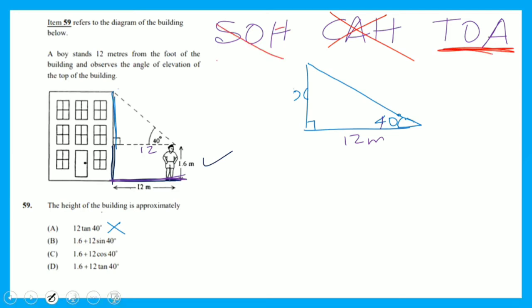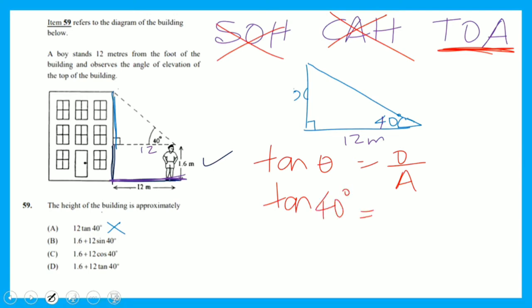All right. So let's go. Tan, whatever the angle is, opposite over adjacent. So tan 40 degrees is equal to opposite over adjacent, 12. And you don't try to work out what tan 40 degrees is, of course. Just to be sure, we're going to finish up our answer. But of course, you can already tell that the answers with sine and cosine in them are incorrect.